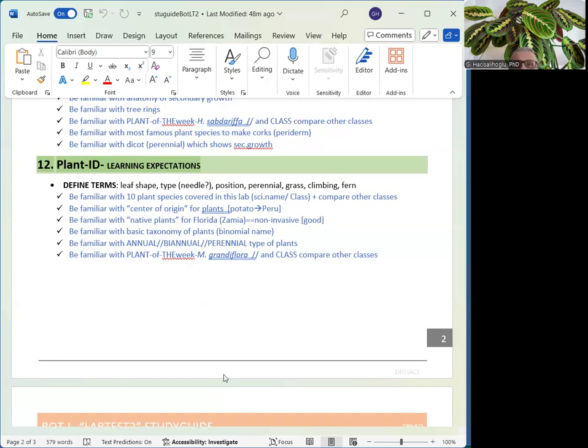Center of origin, which is basically, like potato, it will be Peru. That means if you're looking for wild relatives of a specific plant species like potato, it's probably best to go visit their center of origin, like Peru. But there are also native plants in Florida. Native plant means 500 years they've been here. Zamia is one of our native plants.